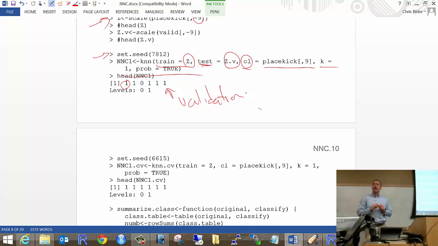Yeah, so notice here that it's the KNN function. We never tell it what the original classifications were for the validation data set. We don't need to. Was there a question?